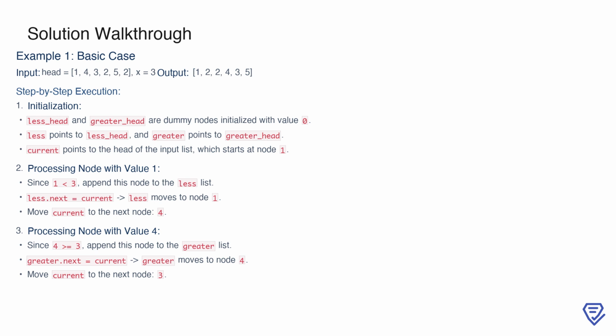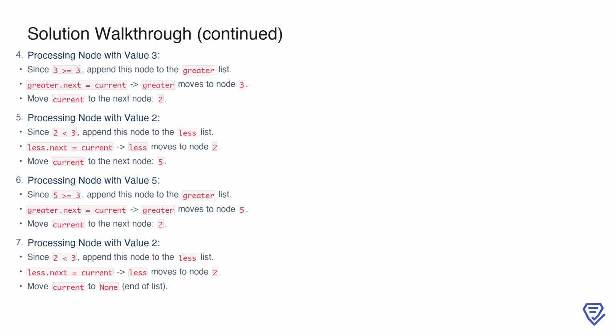We do this by setting greater.next to current, which advances the greater pointer to the node with value 4. Finally, we move current to the next node, which has a value of 3. Next, we process the node with a value of 3. Since 3 is equal to 3, it is appended to the greater list. We set greater.next to current, which moves the greater pointer to the node with value 3, and then move current to the next node, which has a value of 2.